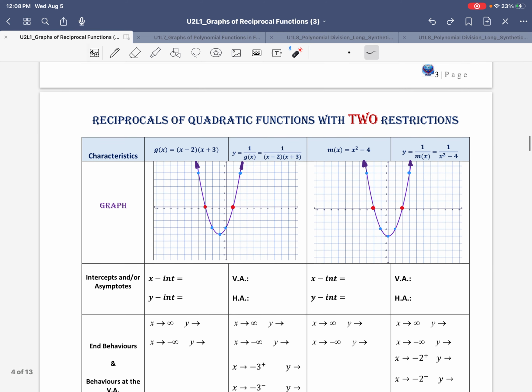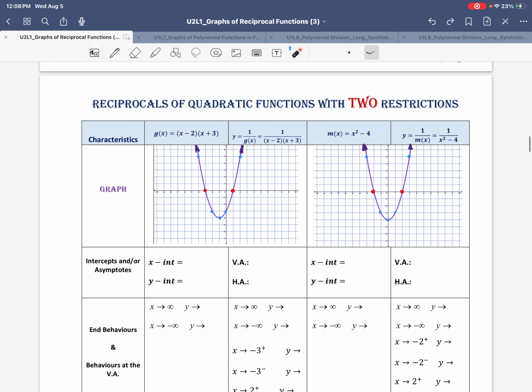What if a quadratic function has two restrictions? So we'll look into this in the next video.